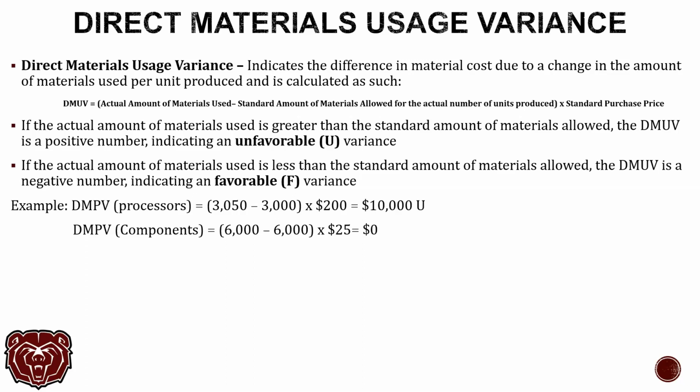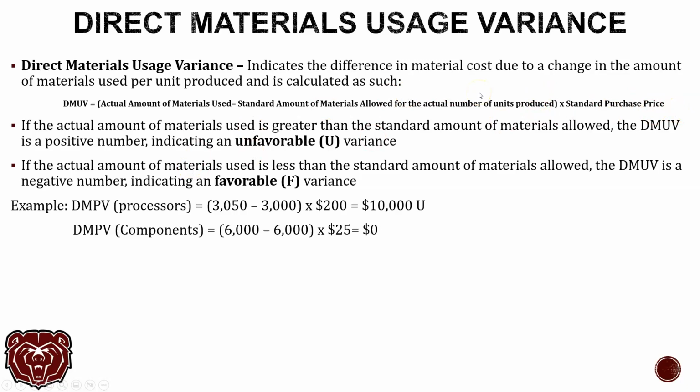Okay, it's the amount of materials used per unit, and that's going to be important to realize. It's per unit. Okay, so we calculate this as the actual amount of materials used less the standard amount of materials allowed for the actual number of units produced. So how much are we allowing for? So let's say that the standard was 3,000, right? And we used 3,050, okay? And then we're going to multiply that times the standard purchase price.